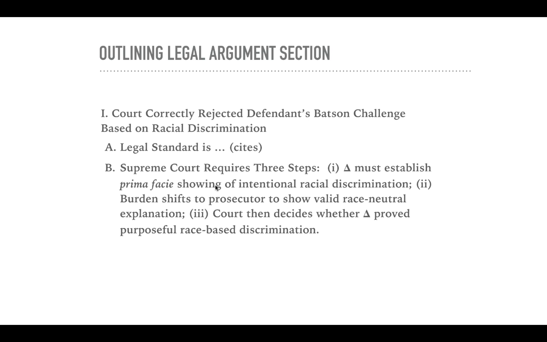the defendant has to establish a prima facie case of intentional racial discrimination. Then the burden shifts to the prosecutor to show there was a valid race-neutral explanation for the exclusion. And then finally we get to the third part of the process, where the court decides whether or not the defendant proved purposeful race-based discrimination.